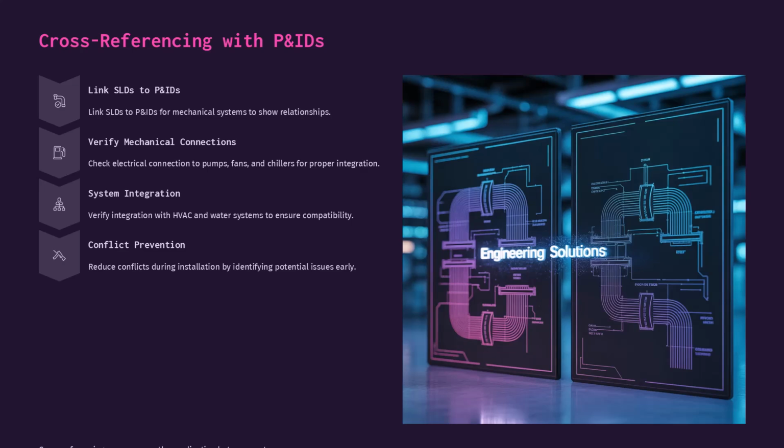Cross-referencing with P&IDs. Let's now consider cross-referencing with piping and instrumentation diagrams. Linking SLDs to P&IDs shows how electrical power connects to mechanical systems. This ensures that pumps, chillers, and fans are correctly integrated. Cross-checks prevent conflicts during installation. They also verify that systems are compatible.